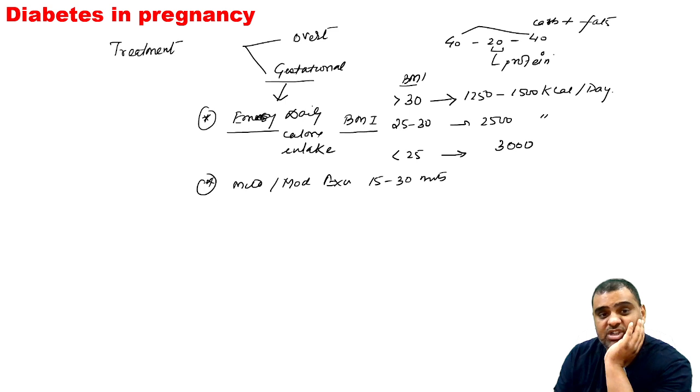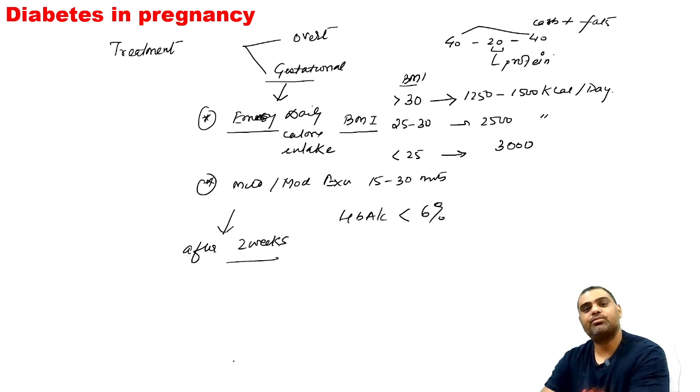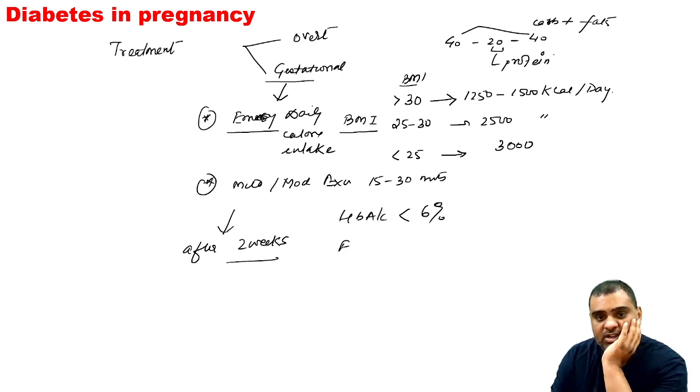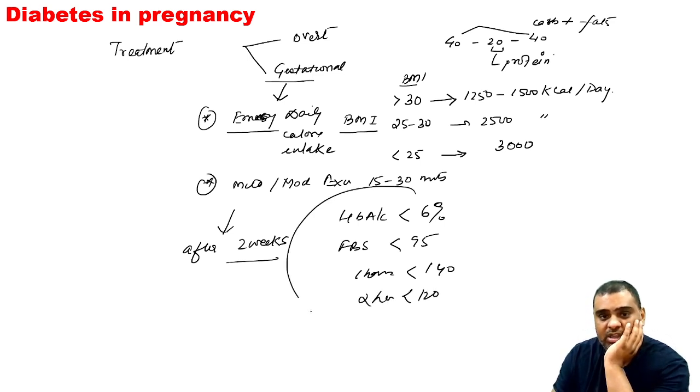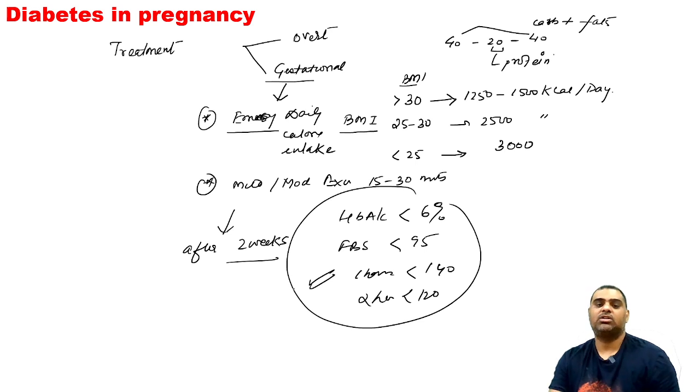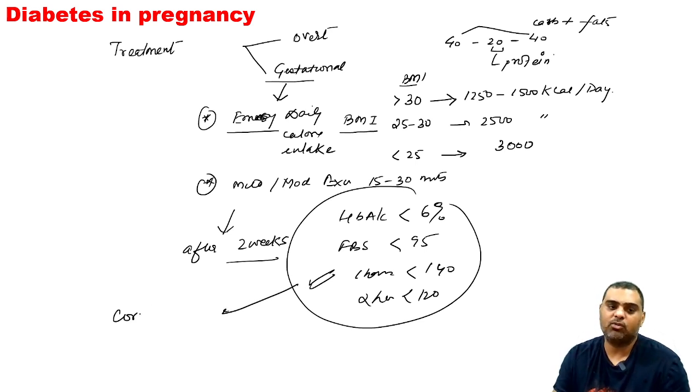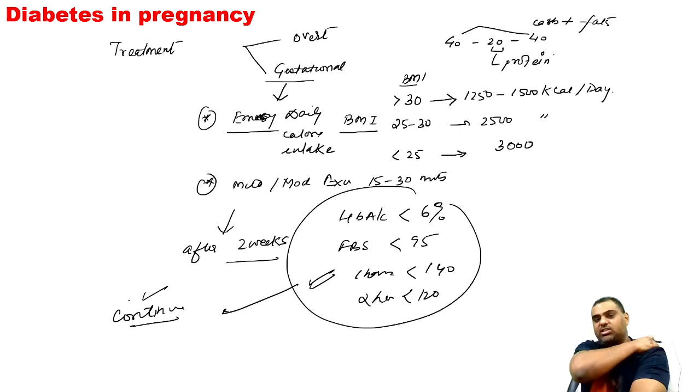So these are the lifestyle modifications. Then you will assess the patient after 2 weeks. And what is the goal? The goal is that HbA1c should be less than 6%, or fasting blood sugar should be less than 95, 1 hour should be less than 140, and 2 hours should be less than 120. If these things are achieved, then you will continue to manage the patient like this.